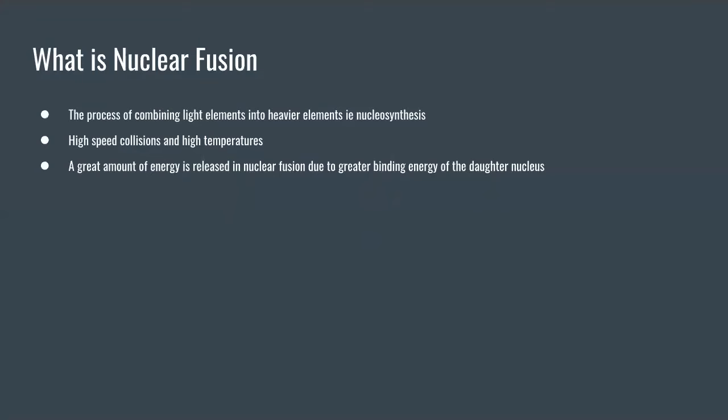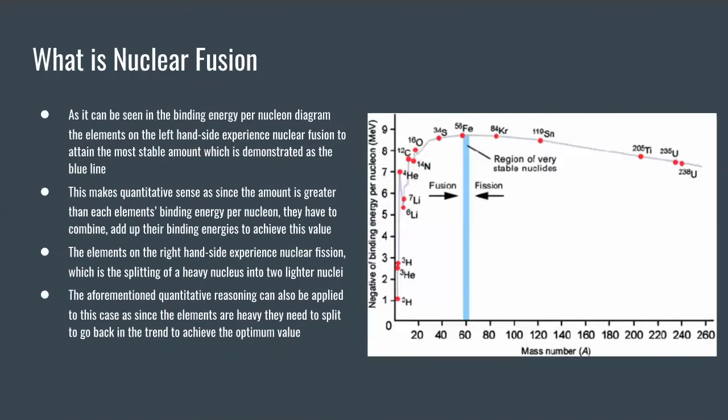Nuclear fusion requires high-speed collisions and high temperatures, and a great amount of energy is released in nuclear fusion due to the greater binding energy of the daughter nucleus, wherein the daughter nucleus is basically the nucleus remaining after the decay.